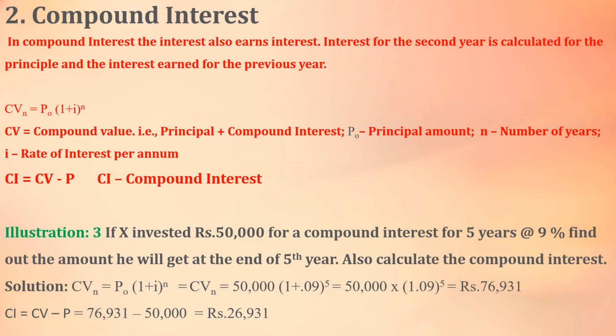Illustration 3. If X invested 50,000 rupees for compound interest for 5 years at 9%, find out the amount he will get at the end of the 5th year. Also calculate the compound interest.